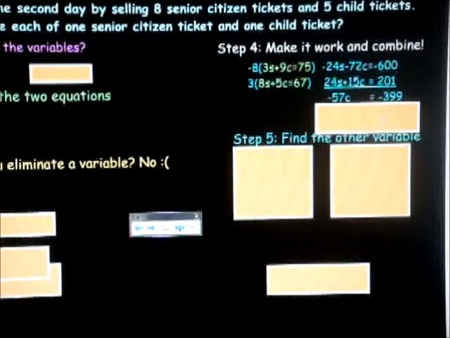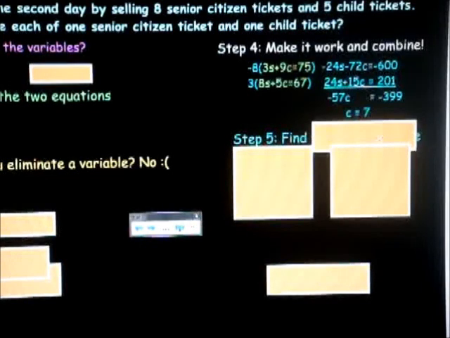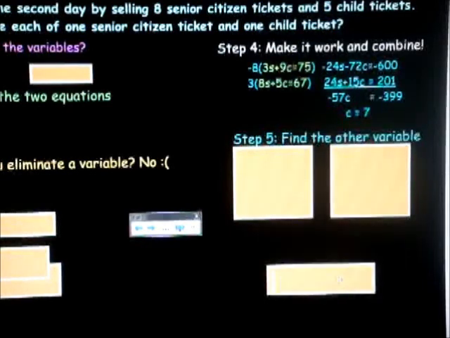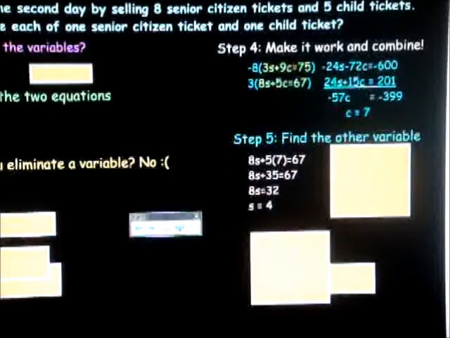So I end up with -57c equals -399. So the cost of a child ticket, or C, is 7. So child tickets were $7. Next I want to plug in 7 to one of the two equations. So that would be what would happen if I plugged it in to the second one.